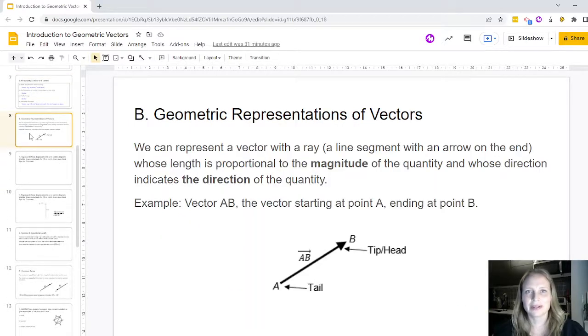So next, we are going to focus on geometric representations of vectors. We can represent a vector with a ray, that is a line segment with an arrow on one end, and the length has to be proportional to the magnitude of the quantity, and the direction has to indicate the direction of the quantity. So this vector AB is a vector that starts at A and ends at B. Also, we can call its starting point the tail and its ending point the tip or the head.